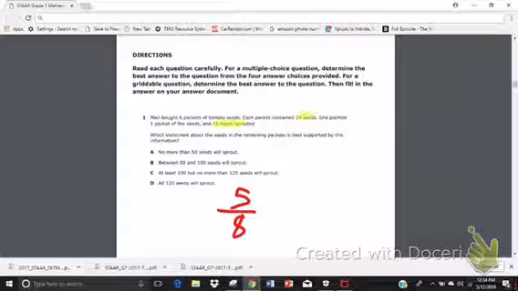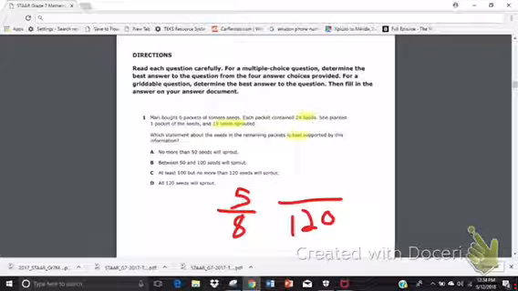So, the question is asking which statement about the seeds in the remaining packets is best supported by this information. They're asking us for the remaining packets. If she had a total of 6, she's already planted the seeds in 1 of them. So she has 5 packets left, and there are 24 seeds in each packet, which means she has a total of 120 seeds.